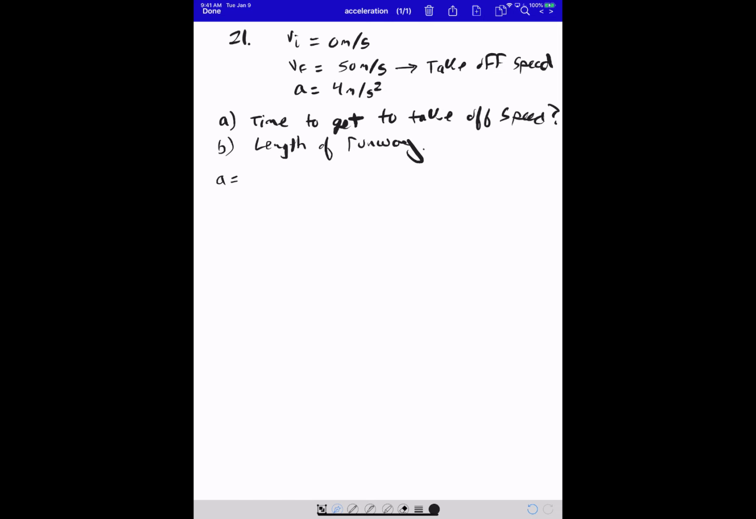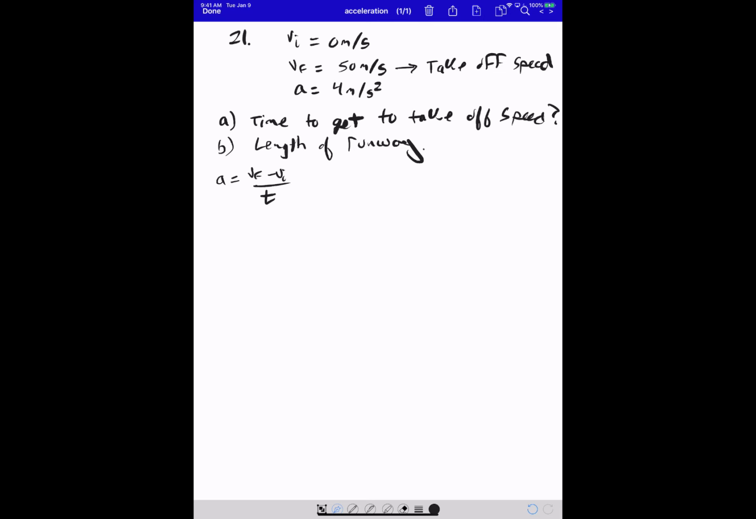All right, acceleration equals final velocity minus initial velocity over time. And again, we know VF, the final velocity, is 50 meters per second. We know the initial velocity is 0. We know the acceleration is 4 meters per second squared. Now, we need to know what the time is to get to takeoff speed.